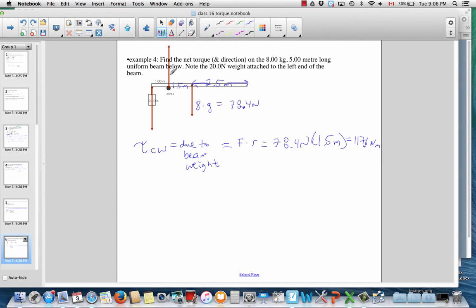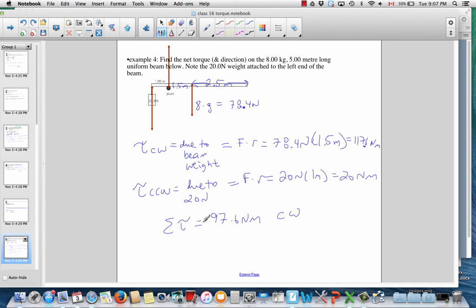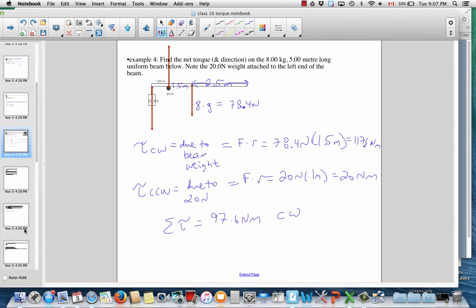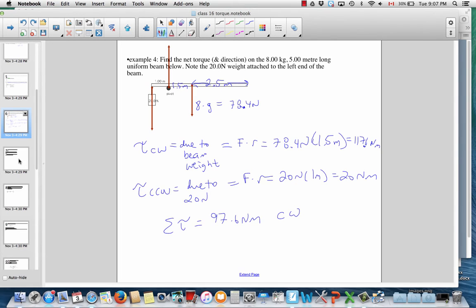Now, this support force here acting at the pivot produces no torque, but there will be anti-clockwise torque due to the 20 Newton force. The amount of torque will be the product of force and distance to the pivot. 20 newtons acts 1 meter from the pivot, so that's 20 Newton meters of anti-clockwise torque. So the resulting torque then, just the difference of those two, is 97.6 Newton meters in a clockwise direction. So this is how we find the resultant or net torque on an object.